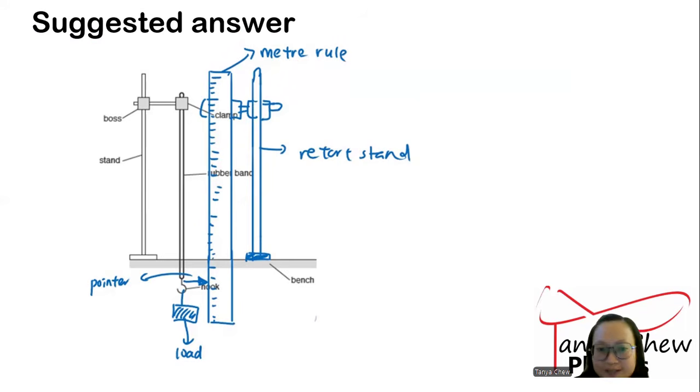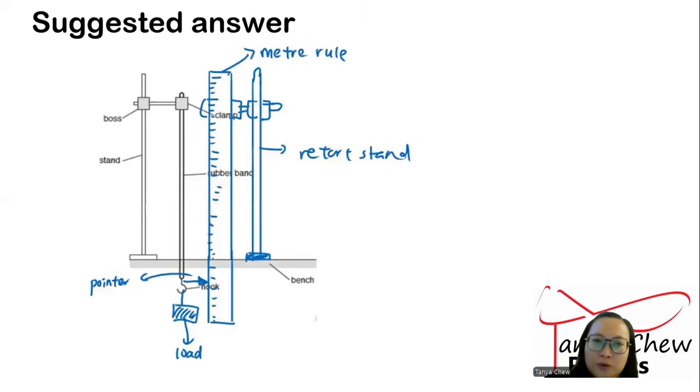We have a retort stand, and then there's a hook there. And then we have a rubber band with a hook here to hang your load. I have a pointer. I put a pointer because sometimes the distance between the rubber band and the ruler is a bit far. So I want to make sure that I get the reading instead of depending on the eye to give me the reading. So I put a pointer there. But the mass of the pointer must not be significant. Yeah. Meter rule, use another retort clamp to clamp it.